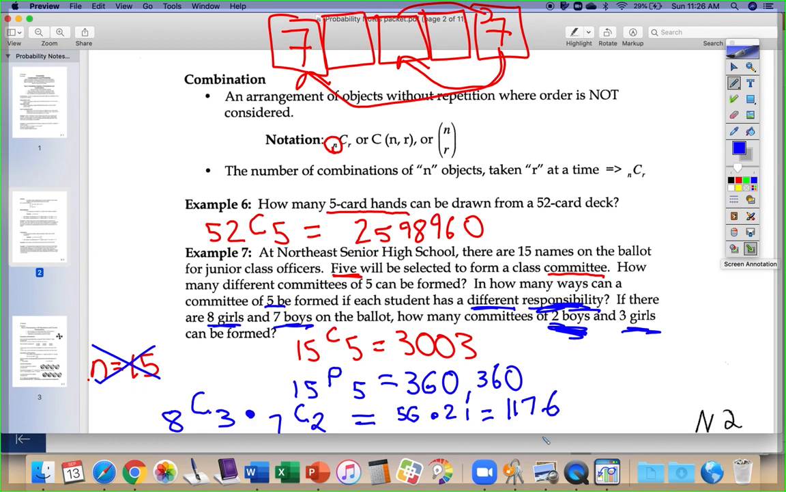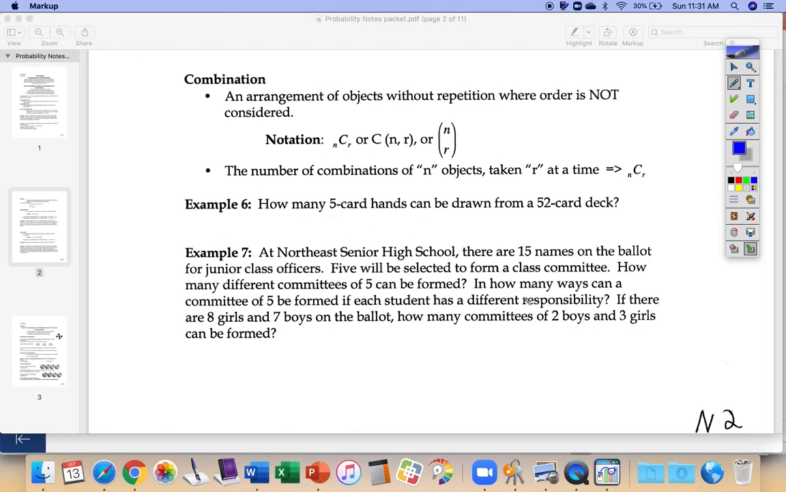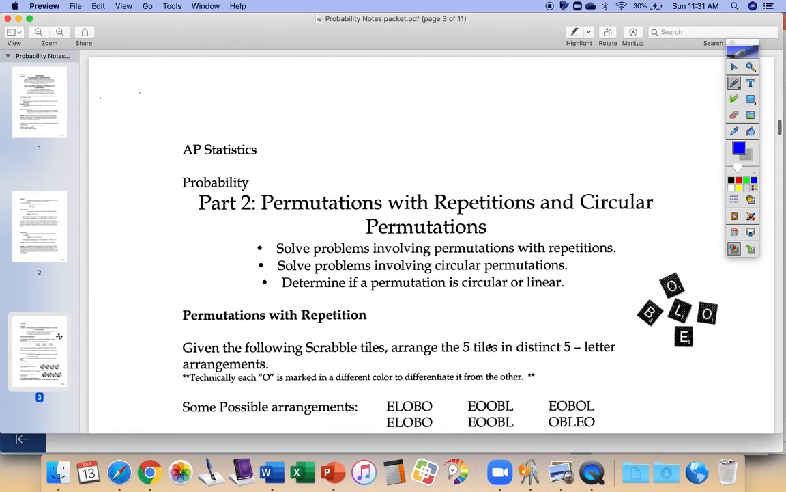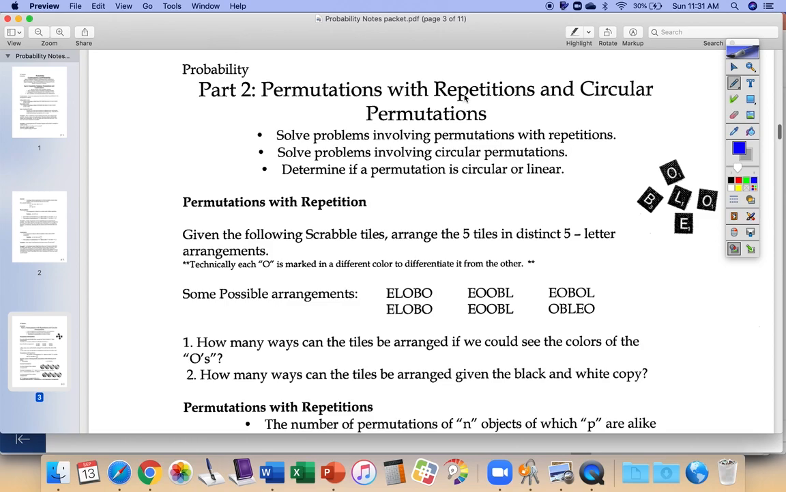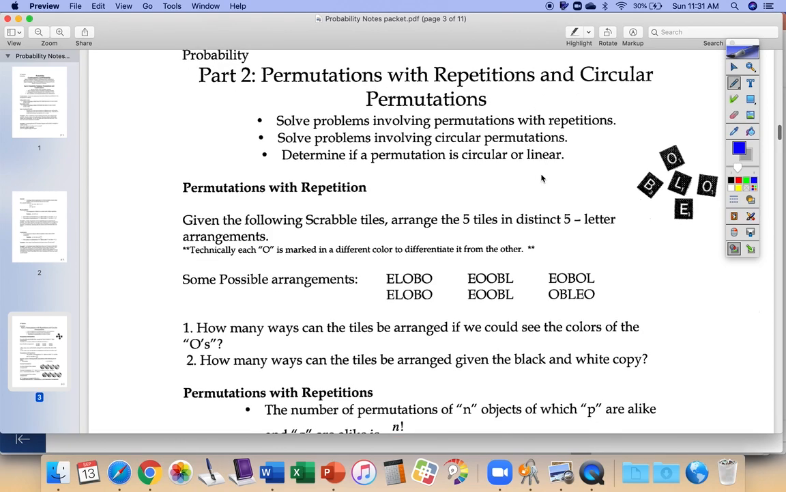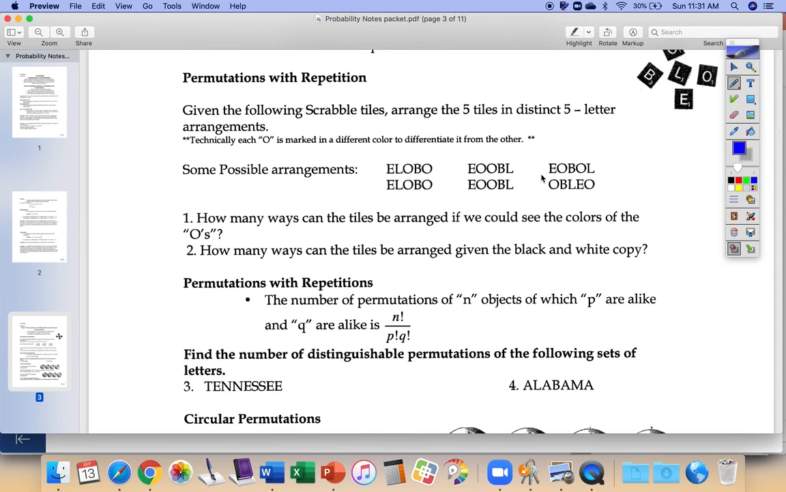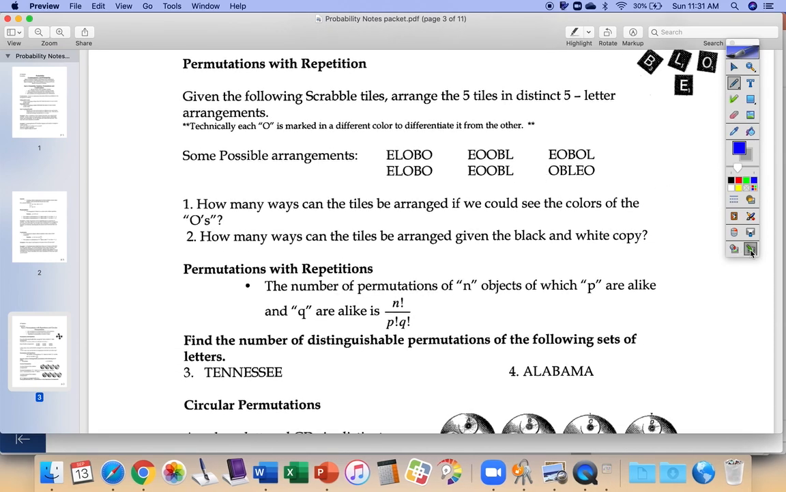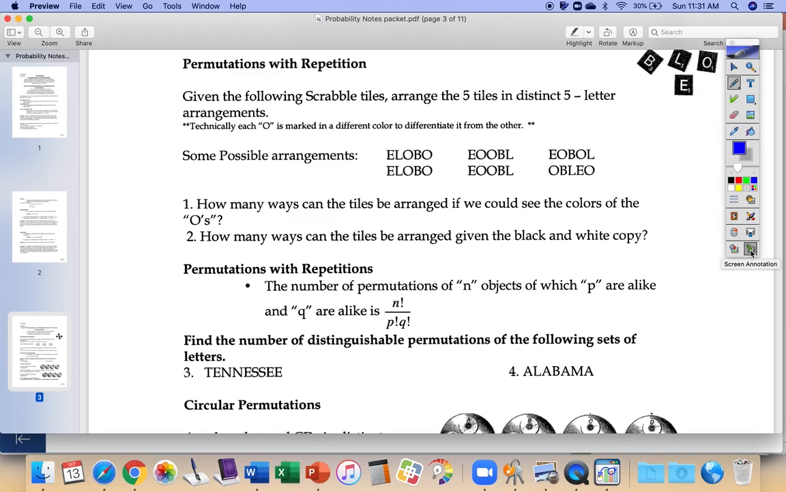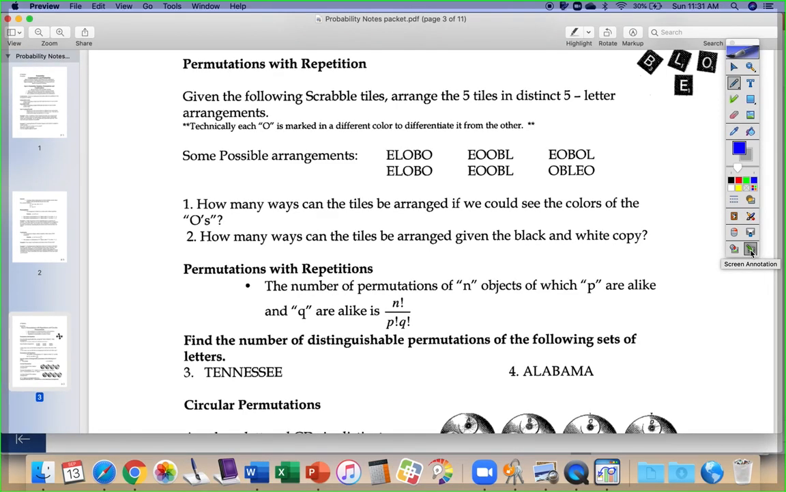We're almost there. We're going to do one more page, and it's just about some very specific permutations. These are permutations when things repeat, and then circular permutations, which is a very small subgroup of permutations. Permutations with repeat are very easy to see when you look at letters. So when you think about permutation, you think about ordering things.